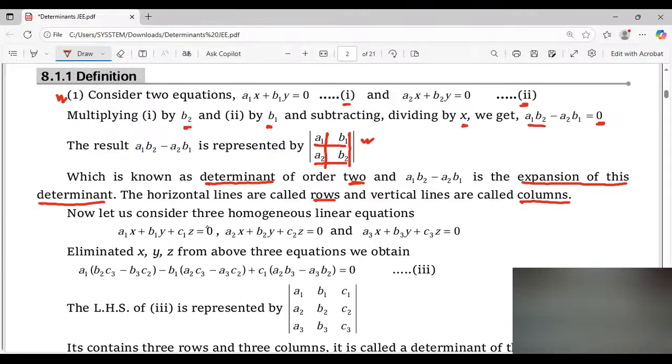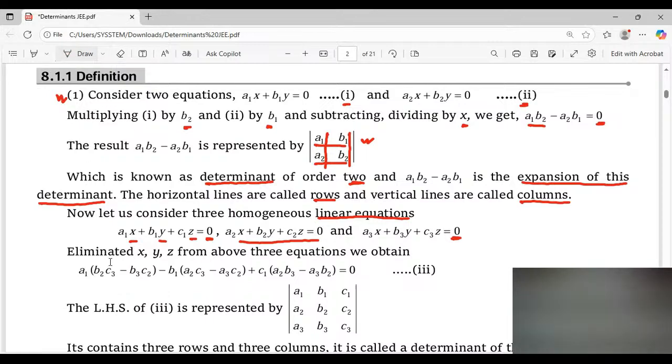Now let us consider three homogeneous linear equations in three variables, which are x, y, z. So a1x plus b1y plus c1z equal to 0. This is the first linear equation having three variables. a2x plus b2y plus c2z equal to 0. This is the second linear equation. And a3x plus b3y plus c3z equal to 0. This is the third linear equation.